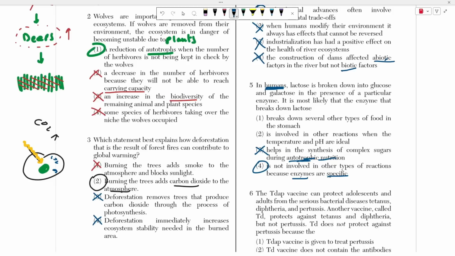2 is involved in other reactions when the temperature and pH is ideal. Again, one enzyme usually has one specific function, so it's not involved in other types of reactions. 1 breaks down several other types of food in the stomach. Choice 1 is also false because, again, enzymes are very specific. Okay.